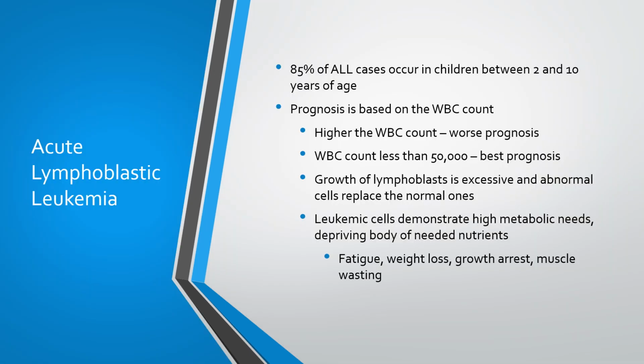Acute lymphoblastic leukemia, or ALL, 85% of all cases occur in children, as we've talked about, from 2 to 10. The prognosis is based on their white blood cell count. Leukemia is an unrestricted proliferation of immature white blood cells in the blood-forming tissues of the body. The liver and spleen are the most severely affected organs. The higher the white blood cell count, the worse the prognosis.